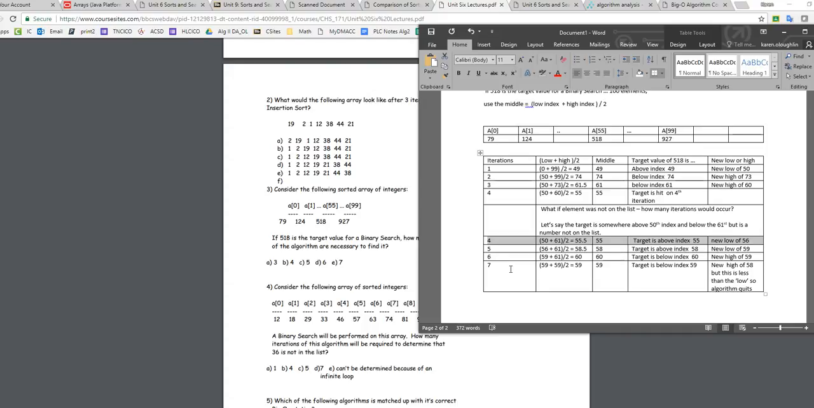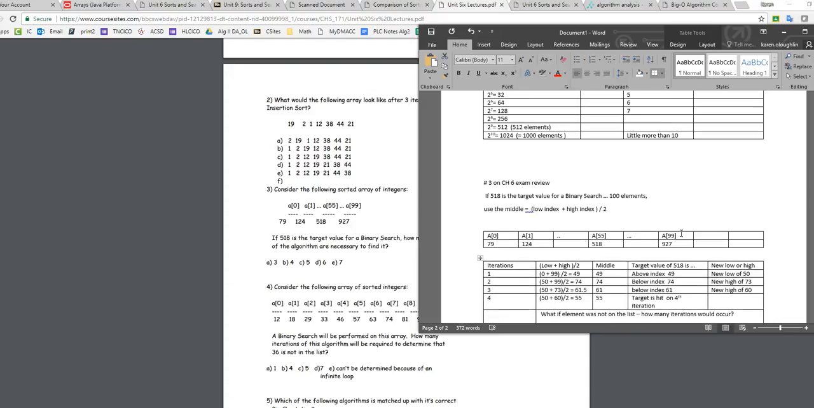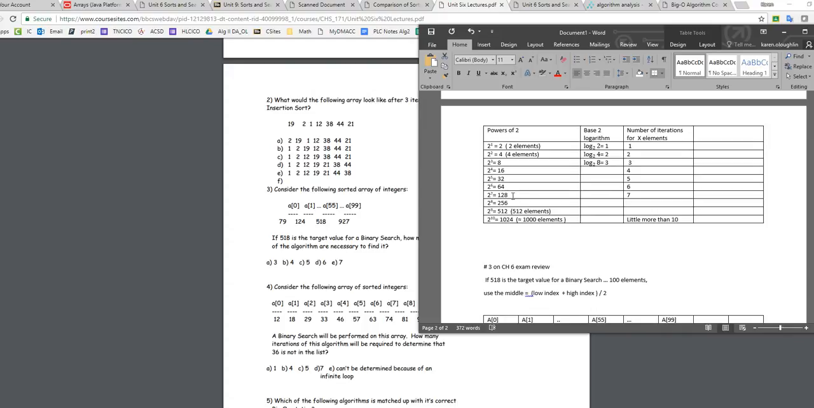And we should have known that, because how many elements did we have? If we go back here, I had 100 elements. And if I go all the way back up here, what happens if I have 100 elements? That means it's got to be somewhere between the 6th and the 7th iteration.